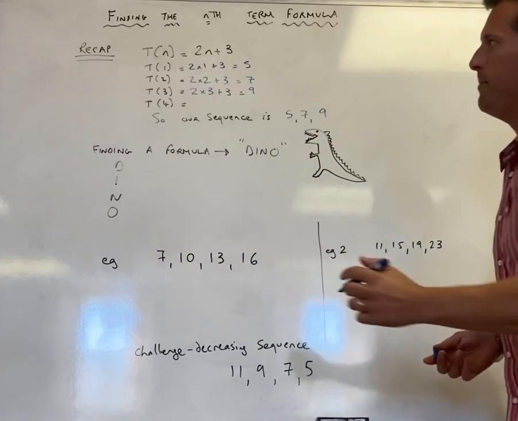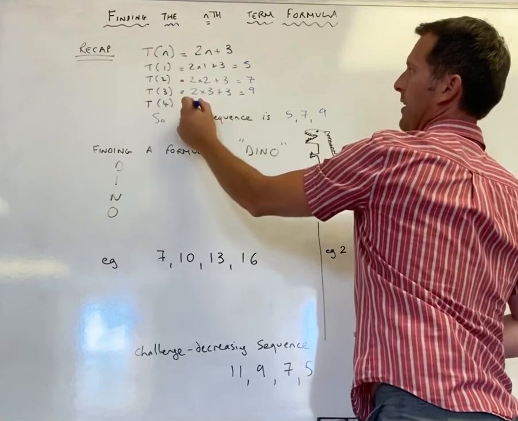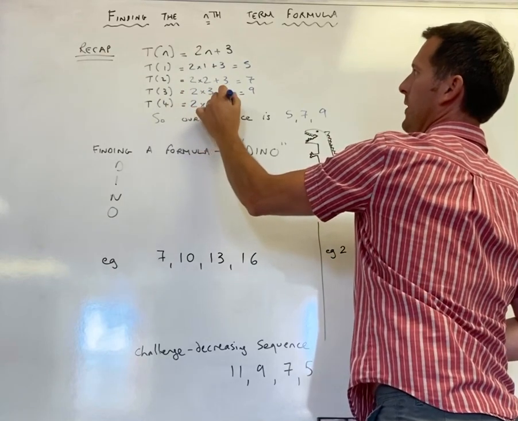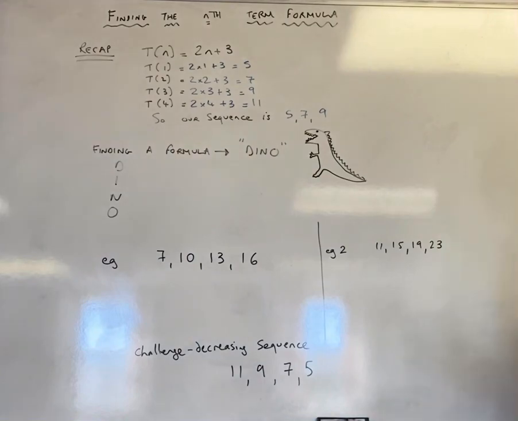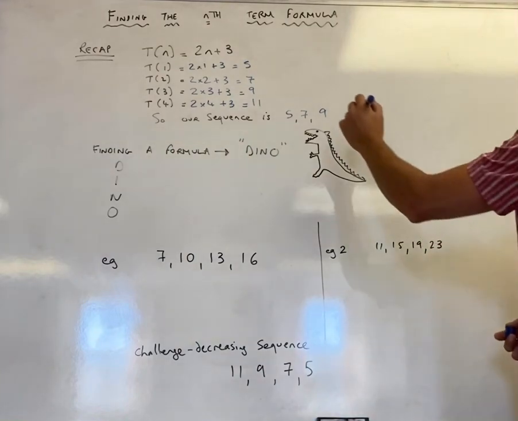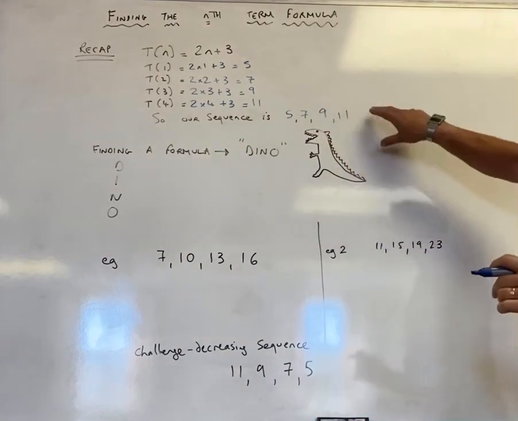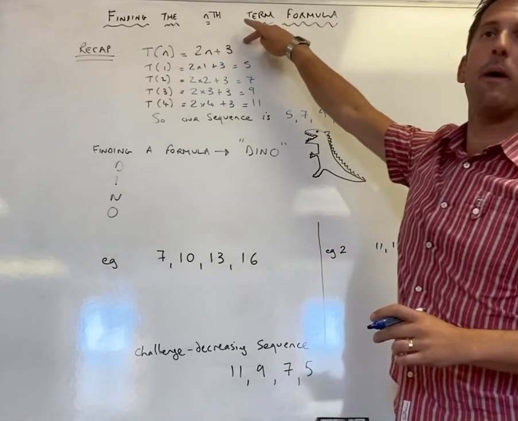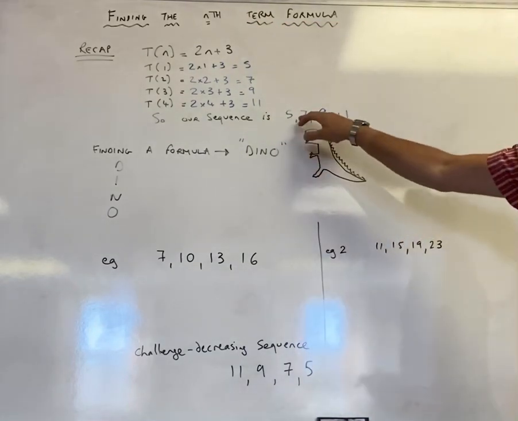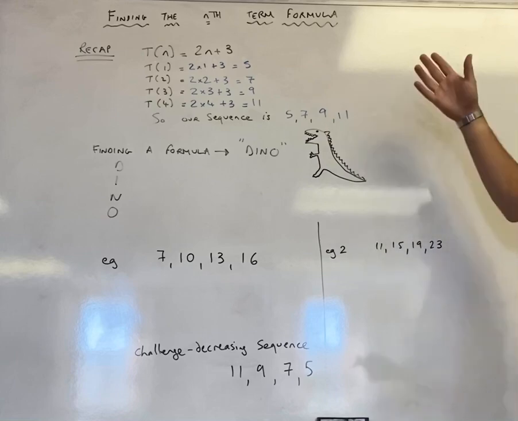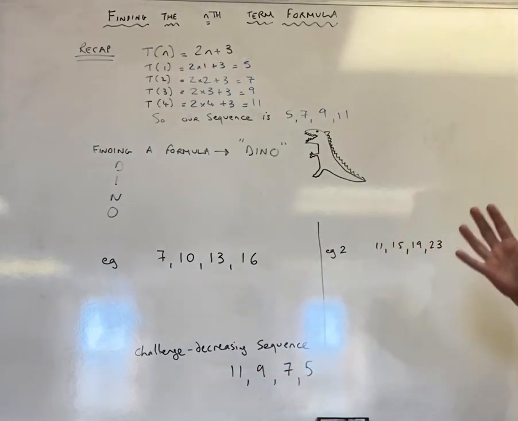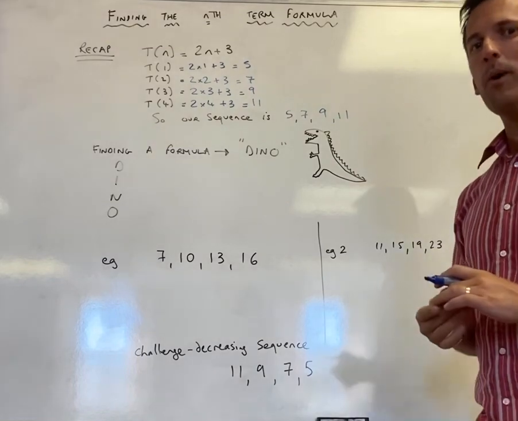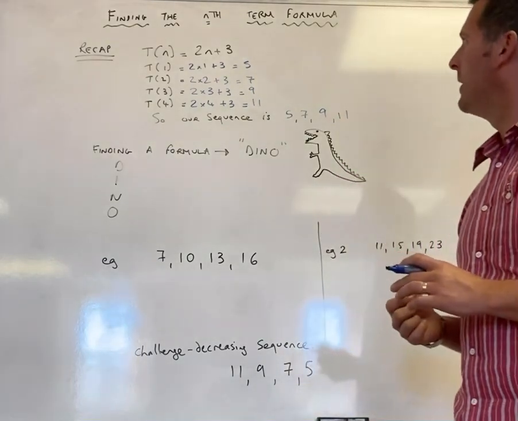And our fourth term, so 4's going into our formula, 2 times 4, add 3, which makes 11. So our fourth term is 11. Okay? And so this is our sequence that is generated by this formula. So 5, 7, 9, 11. You could probably guess the next number, 13, and 15, and 17.